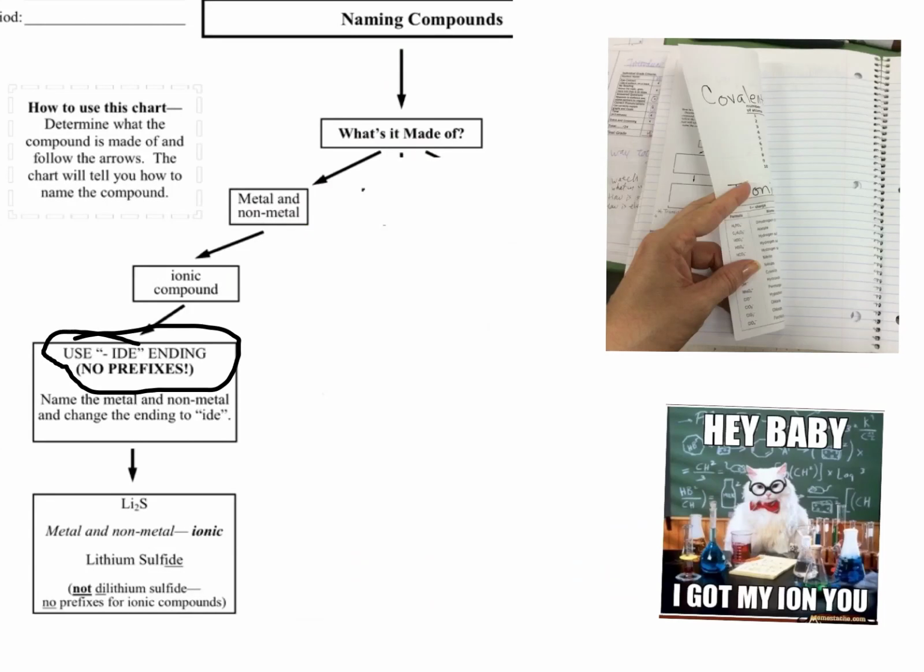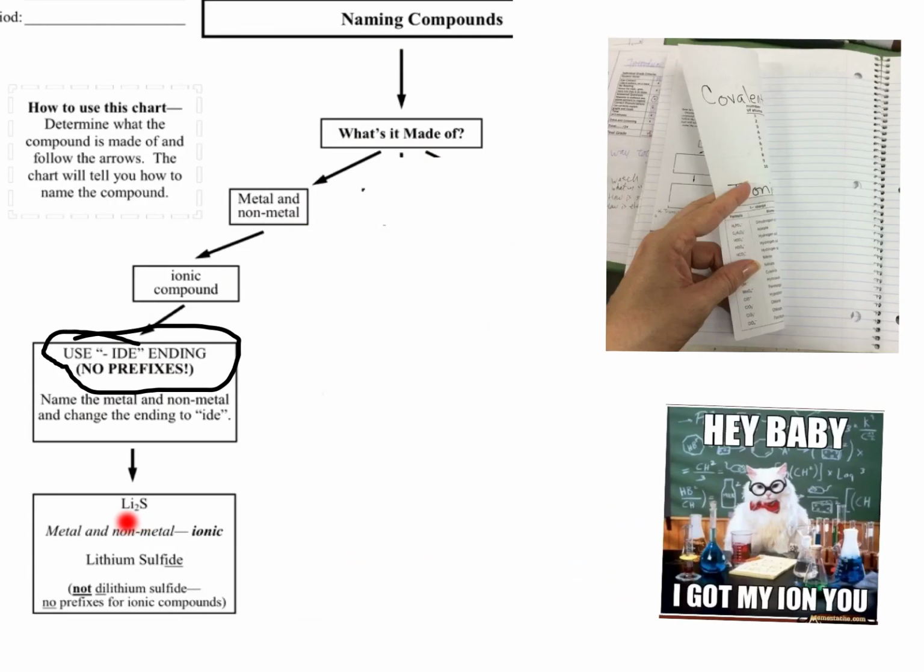No prefixes. It's not hard for you to remember now because we haven't introduced the concept of prefixes, but once we do, it tends to be confusing. So just remember, no prefixes. They're in bold. So then the other thing we do, just to name them, it's actually really easy. We just name the metal and then name the nonmetal. And just make sure that the ending is "ide". That's it.